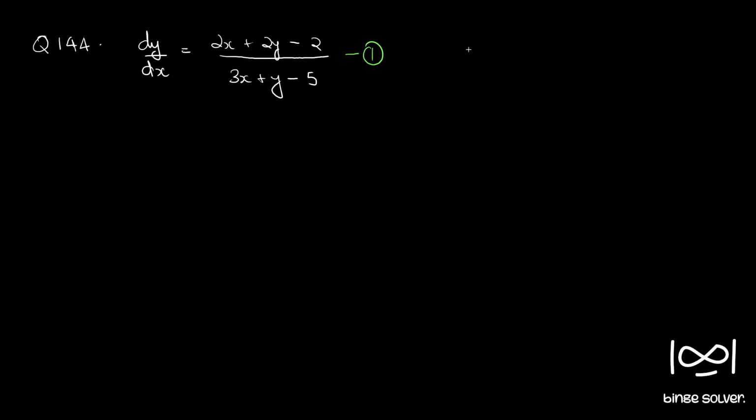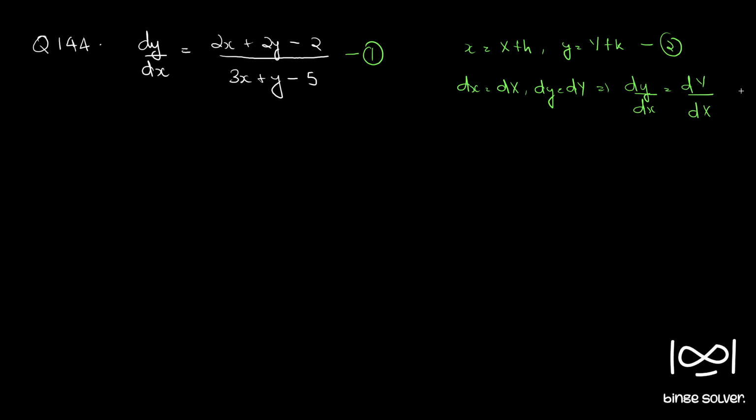The substitution in such cases will be small x is equal to capital X plus h and small y equal to capital Y plus k. Let's call this equation 2. Now differentiating equation 2 with respect to x, we have d small x is equal to d capital X, d small y equal to d capital Y. From this we have dy by dx is equal to d capital Y by d capital X. Let's call this equation 3.